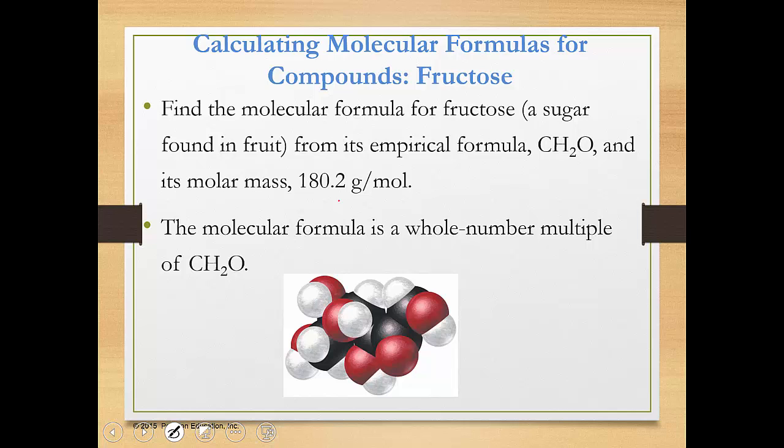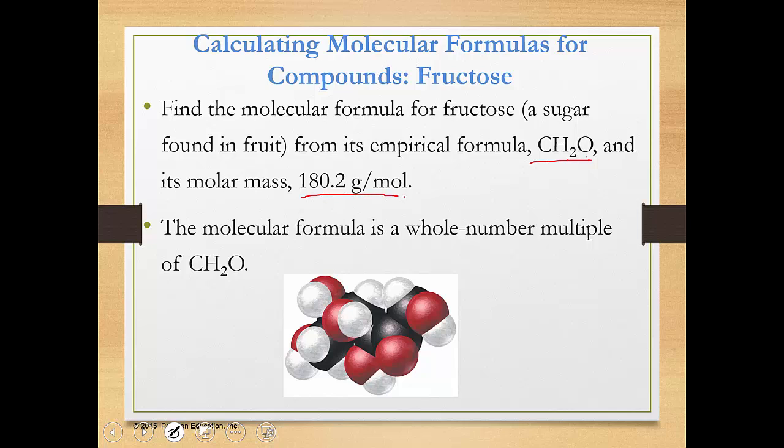Okay, so going from information that we're given about empirical formula, molar mass, something like that. In this case, what they're telling us is we have a molecule of fructose, and it has an empirical formula. So they're already giving us the empirical formula. They're not making us calculate it here. And the empirical formula is 1 carbon to 2 hydrogens to 1 oxygen, CH2O.